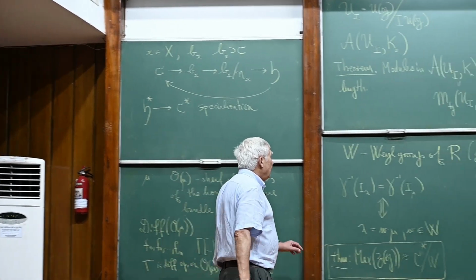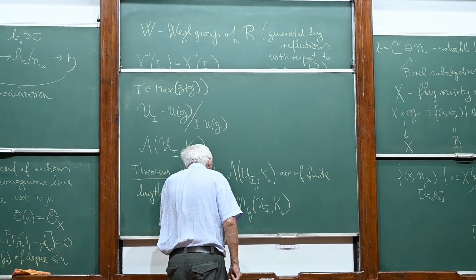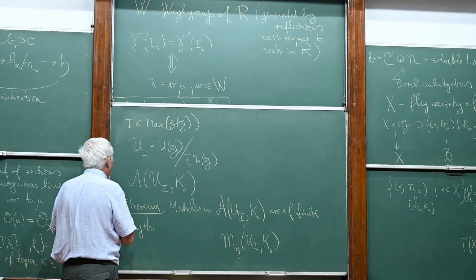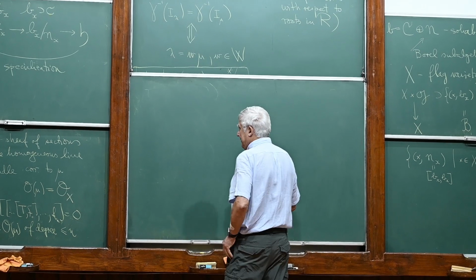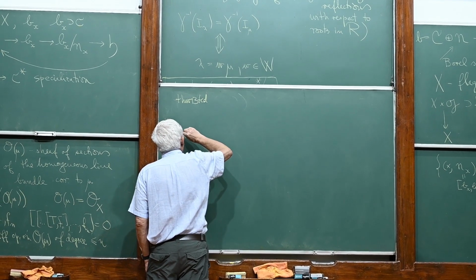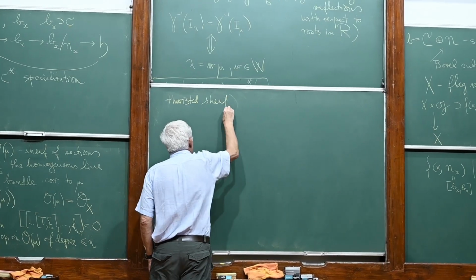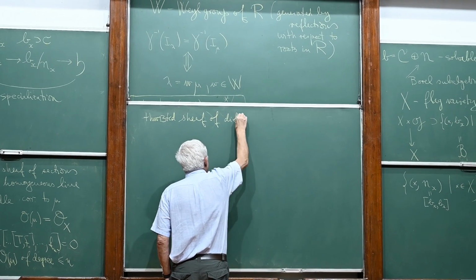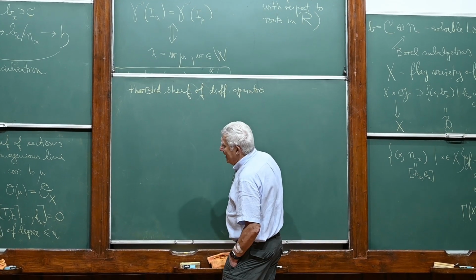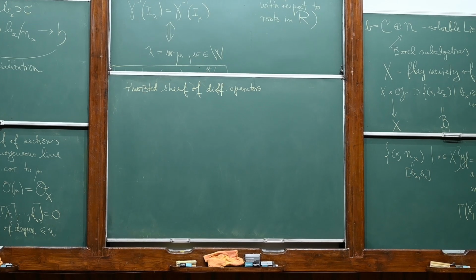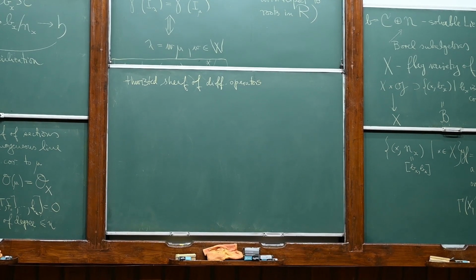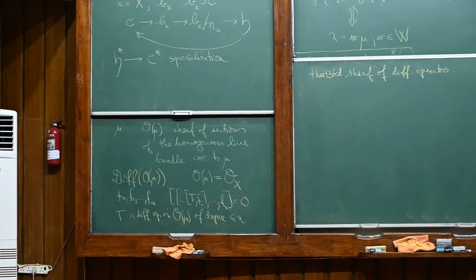So now we come to the following definition, the twisted sheaf of differential operators. For example, these line bundles can be viewed as twisted sheaves of regular functions. I have regular functions on open sets, and then the gluing is different.